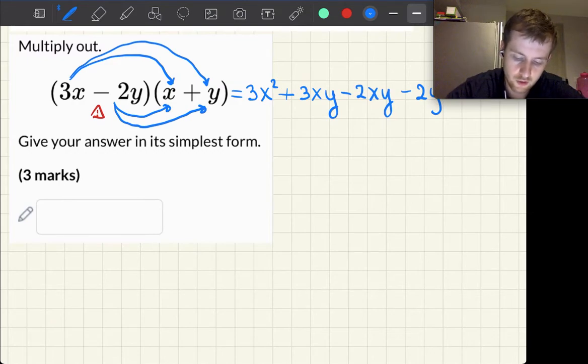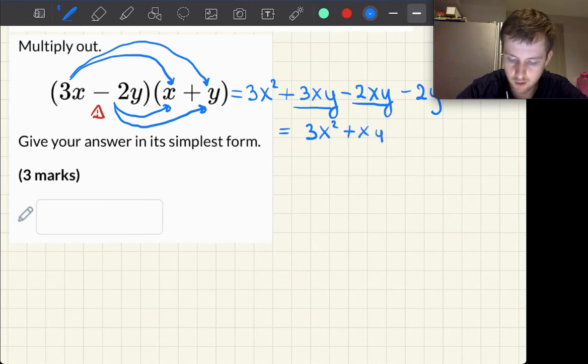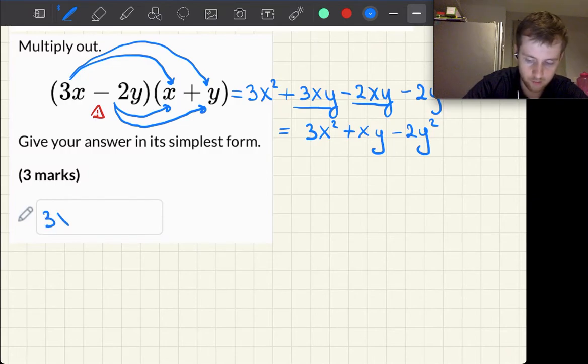As you can see, there are some like terms that we have to collect. So it's xy. 3xy minus 2xy equals xy. And you're going to have 3x squared plus xy plus, minus 2y squared. And this is the final answer.